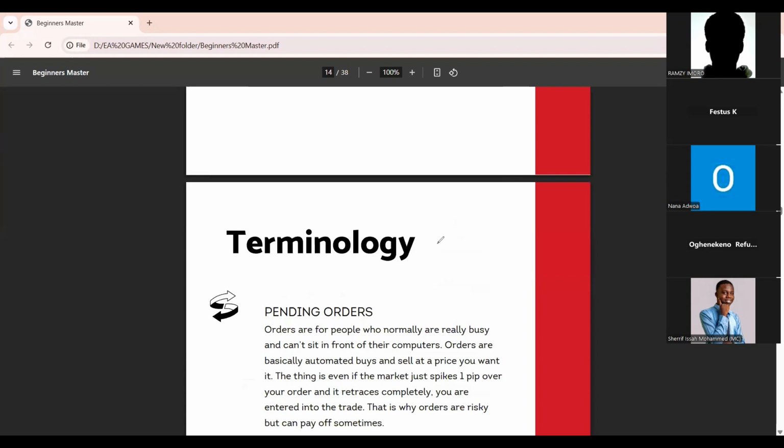So there are ways in which you can get into a trade, either your buy trade, that means you want to go up, or your sell trade. And as people say, there are two types. The mechanical way, that means you basically just enter the buy or sell. Mechanical way.